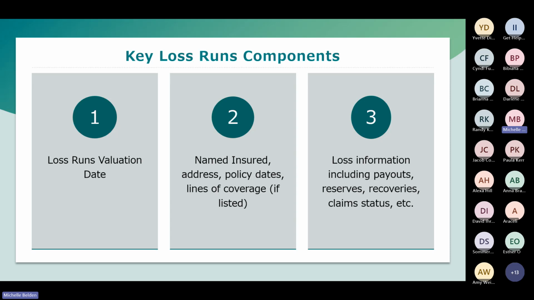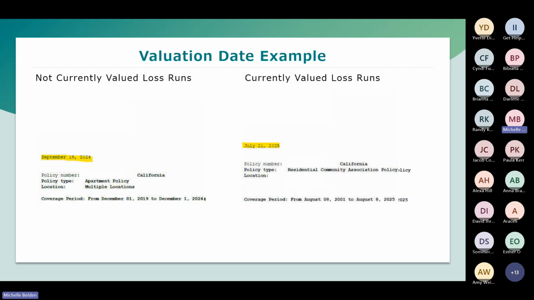So the first example we're going to go through is the evaluation date example. On the left-hand side, we have not currently valued loss runs, and on the right side, we have currently valued loss runs. With most of our markets, we're looking for loss runs to be valid within 60 days of the effective date. That could be 60 days prior or 60 days after if it's a couple days because they needed some extra time.